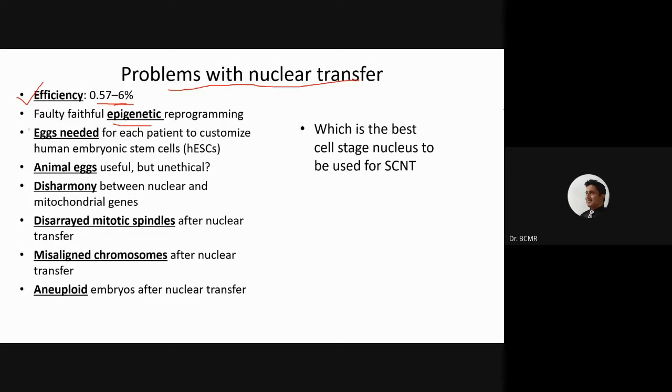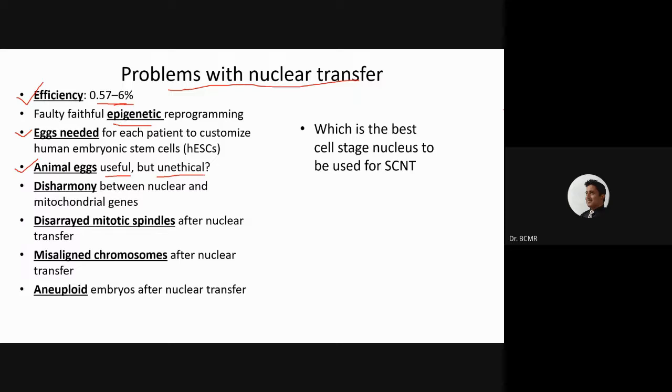Okay, and the other one is eggs needed. Who will give those many eggs? We say that about 6% are actually successful. In that case, where would we get 100 eggs, for example? That's very difficult. Nobody is going to donate. So with humans, it's difficult to get human embryos, human eggs for these experiments. So some people have suggested animal eggs. So animal eggs can be used, but they are unethical.